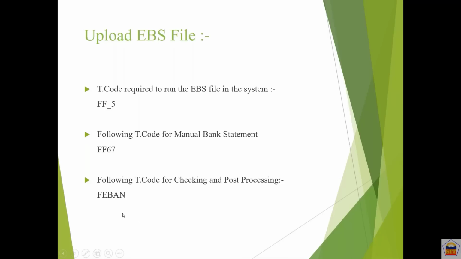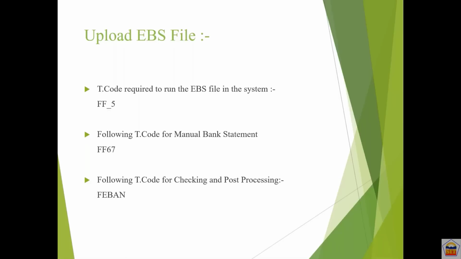We also have an option of FEBN. Actually, for all those transactions which we have uploaded, let's say we have 100 transactions, but out of 100 transactions, the system could process only 80 transactions. So what about the 20 transactions? Those 20 transactions we need to process manually. So here we can go to FEBN and manually do the processing. And this process is known as post processing.